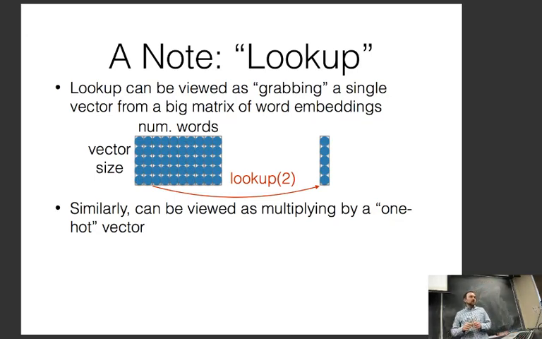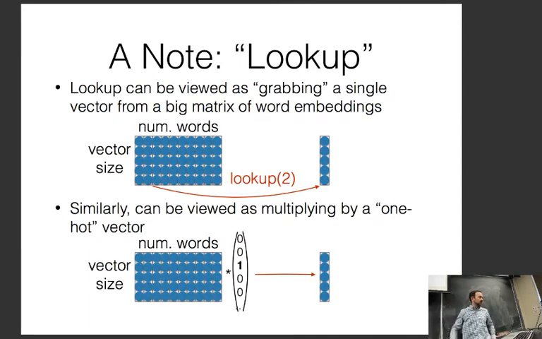Another way to look at this, and understanding both of these is useful later, is that you can also view this as multiplying this big matrix by something called a one-hot vector. The one-hot vector is a vector where all of the elements except one are 0, and the one element corresponding to the index that you're interested in looking up is equal to 1. Both of these are identical operations from a mathematical point of view. The former tends to be faster.